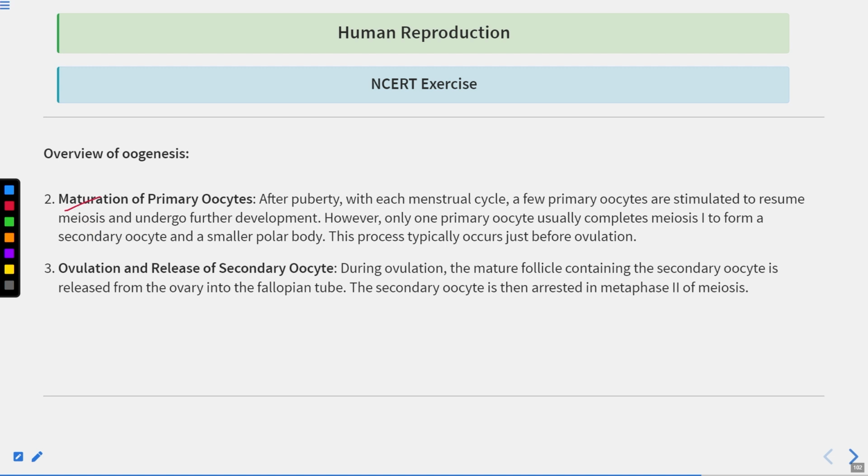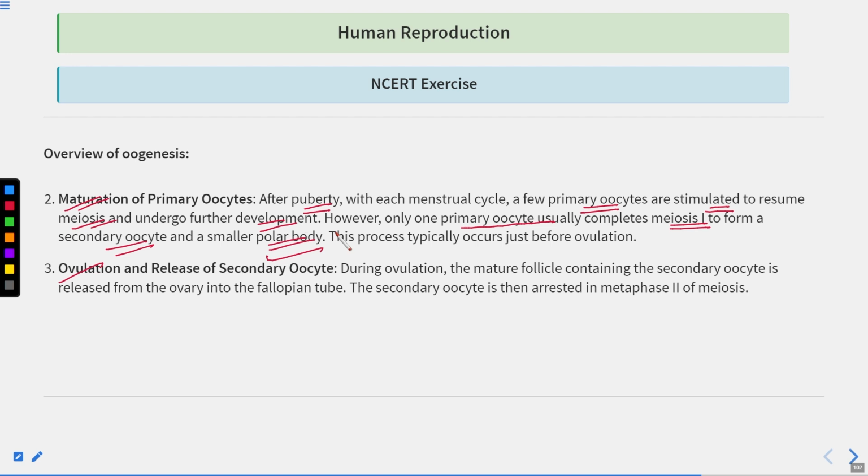Clear? Maturation of the primary oocyte. After puberty, what happens? The primary oocytes are stimulated to resume meiosis and they undergo further development. The primary oocyte completes its meiosis 1 to form the secondary oocyte and a smaller polar body. Then what happens? Ovulation and release of the secondary oocyte.